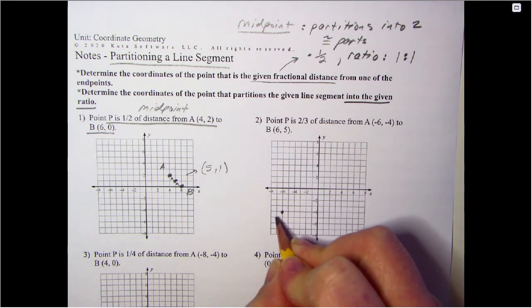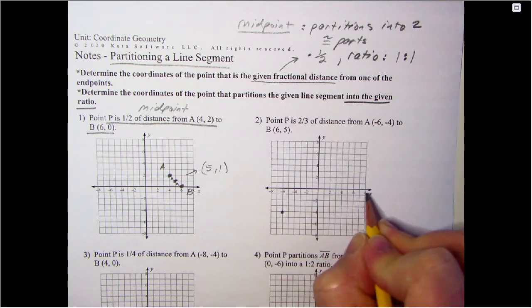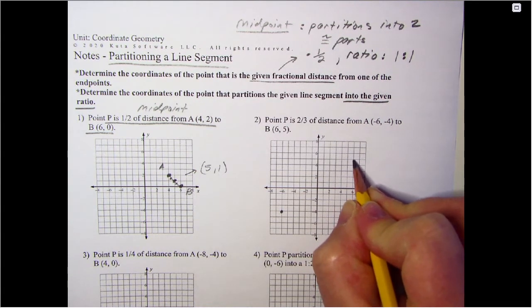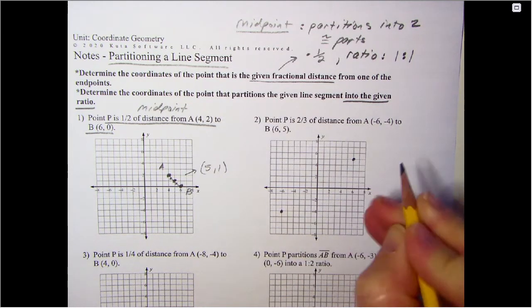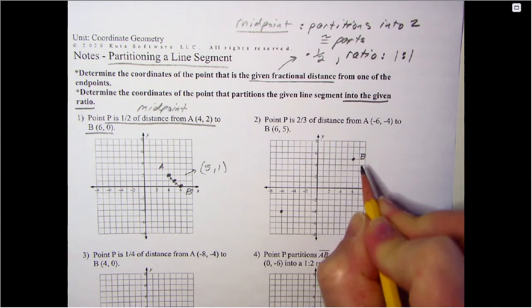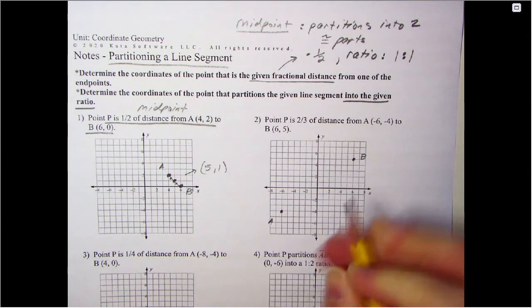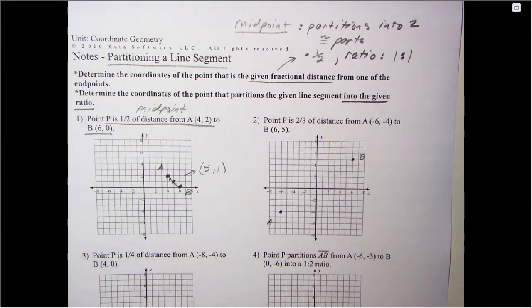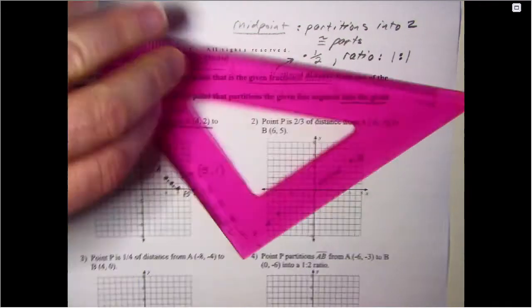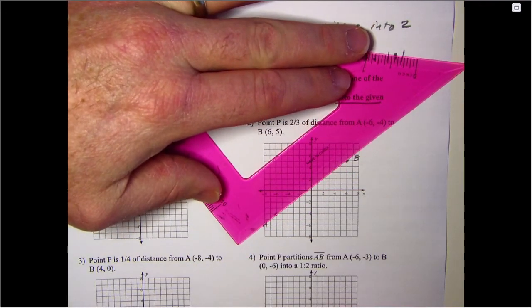So I'm going to plot the points. A is at -6, -4. B is at 6, 5. If you don't have graph paper at home, you need to get some, all right? It's kind of one of the required tools that you might need for this class. I'm going to grab a straight edge so I draw a nice straight line.